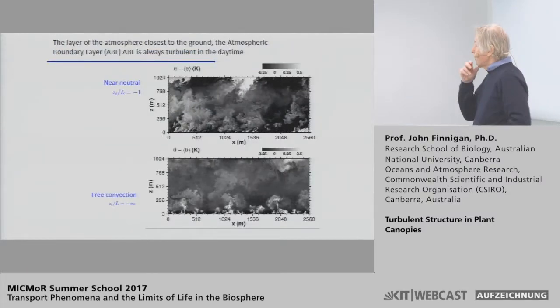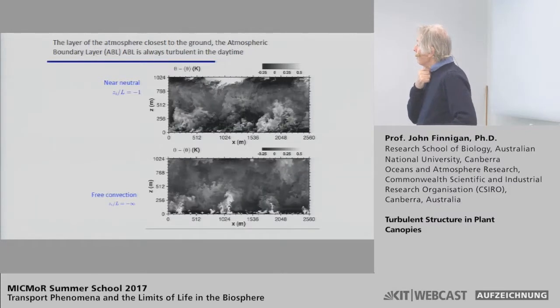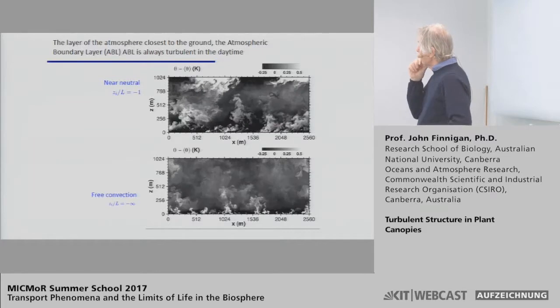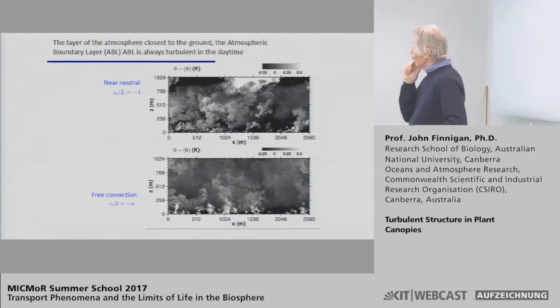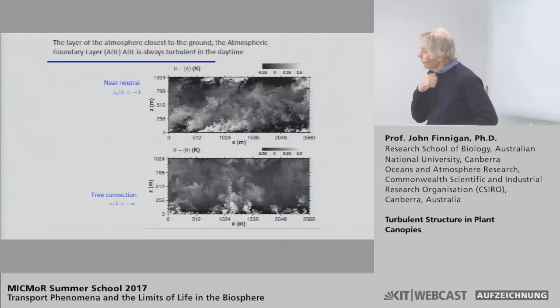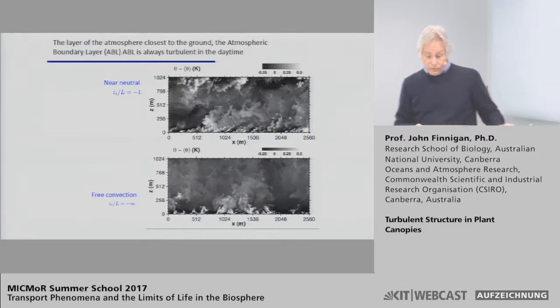And you've already seen these two end members, the near neutral simulation, where you can see clearly the shear in the boundary layer up to 1 kilometer and just a bit above, visualized by looking at temperature fluctuations, and the free convection simulation where there's no mean velocity at the top of the canopy.